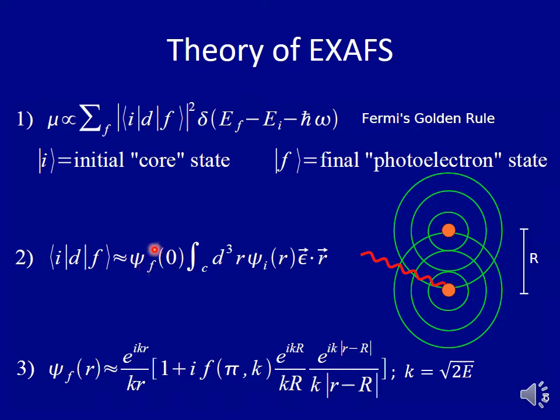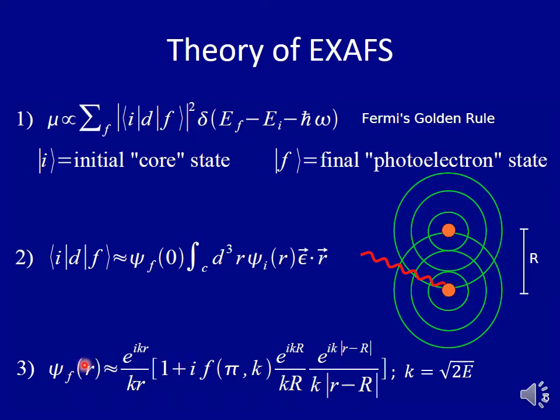And the final state, or unoccupied state, is slowly varying around the origin. It doesn't wiggle too much, and therefore you can pull that, or at least approximately pull that, out of the integral, and therefore these matrix elements are proportional to the final state at the origin. Now you can take that final state and write it as an outgoing wave coming out away from the absorbing atom, plus a scattering wave that's coming back in.